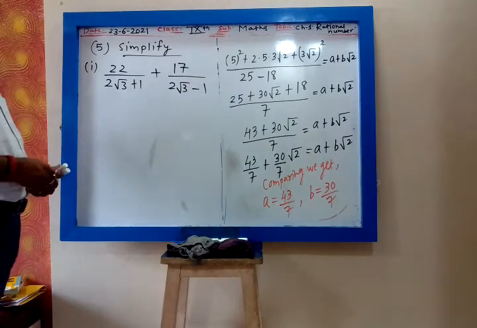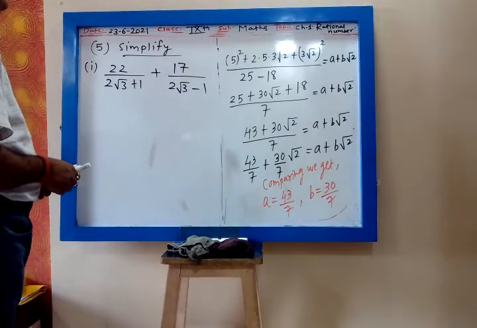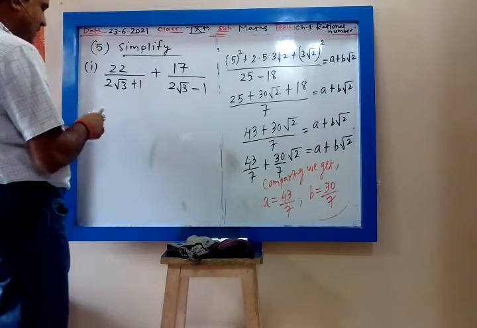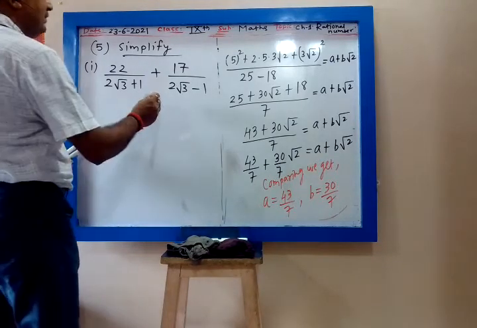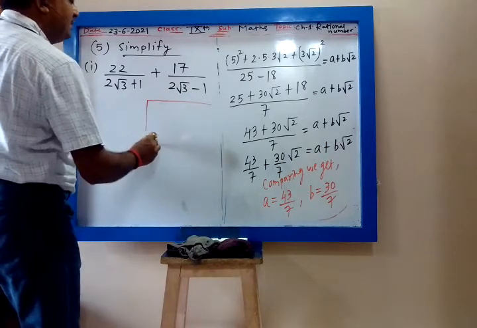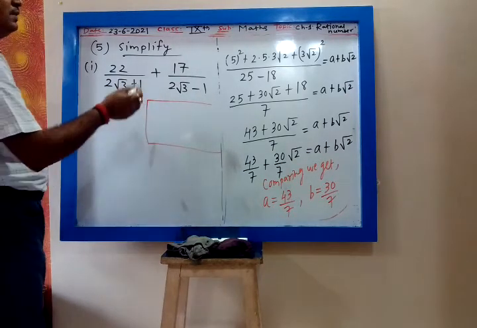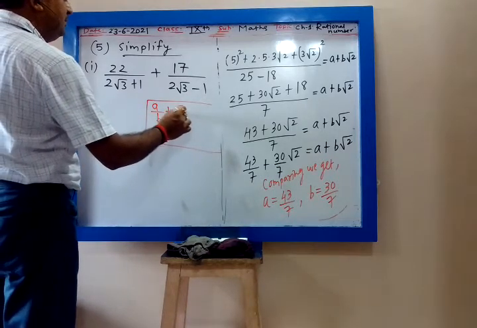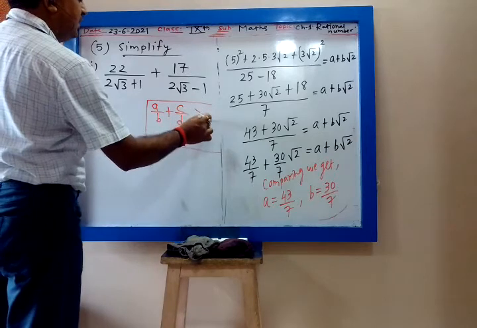Yes, what will you do? See, there are two ways. You remember this rule for solving this. Whenever you get this type, suppose you don't know, you are in 6th standard: a by b plus c by d. You have to cross multiply.